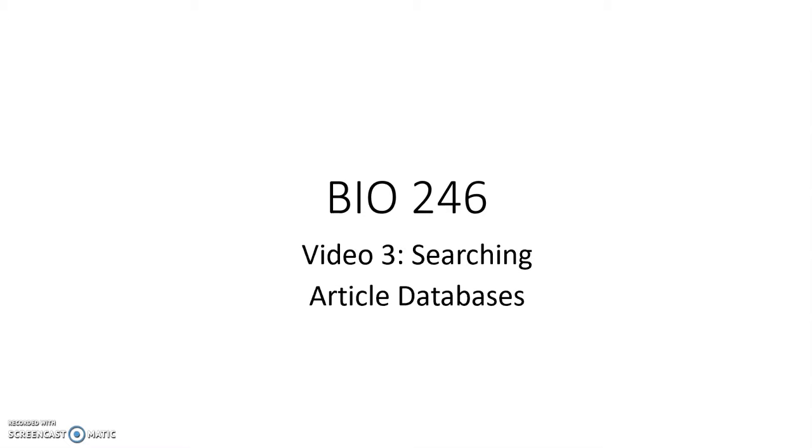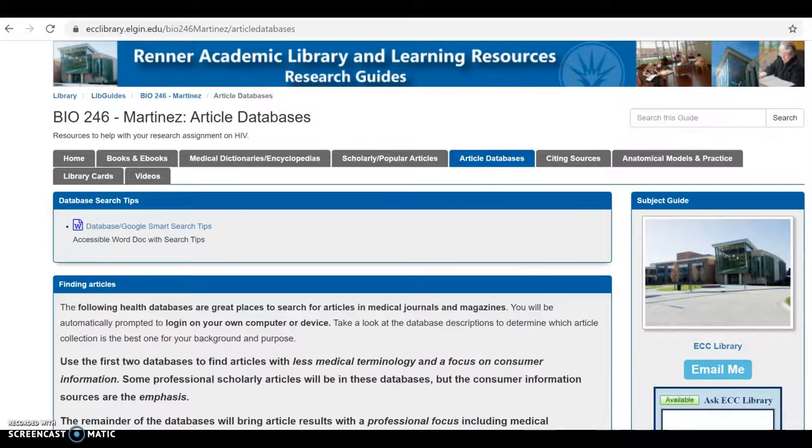Hi, this video will cover searching ECC Library electronic databases for articles that you can use for your assignment. Okay, we are starting at the Article Databases tab of the Bio 246 Research Guide. Just a reminder that there is this database Google Smart Search Tips with great tips for searching the databases.